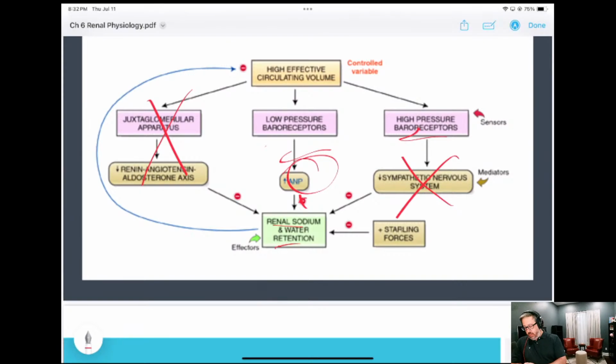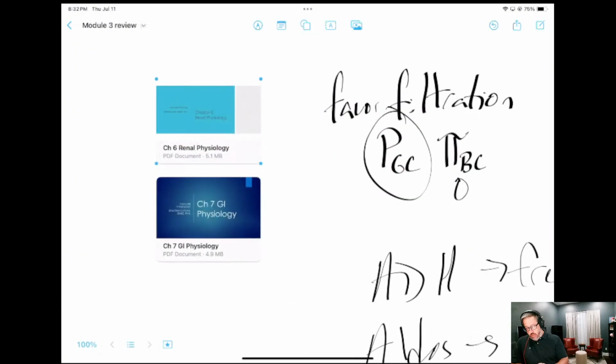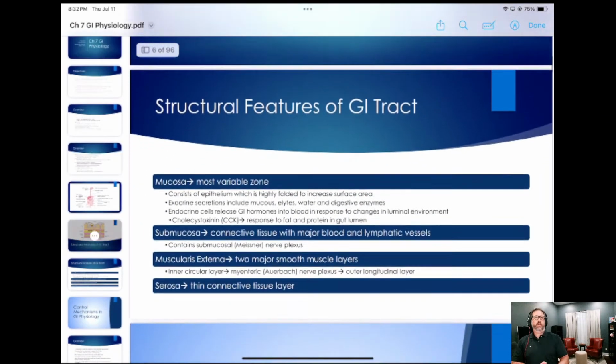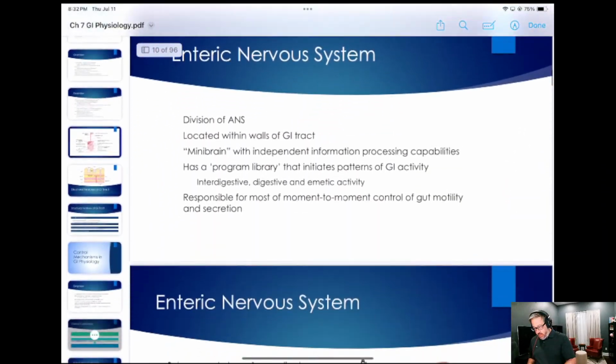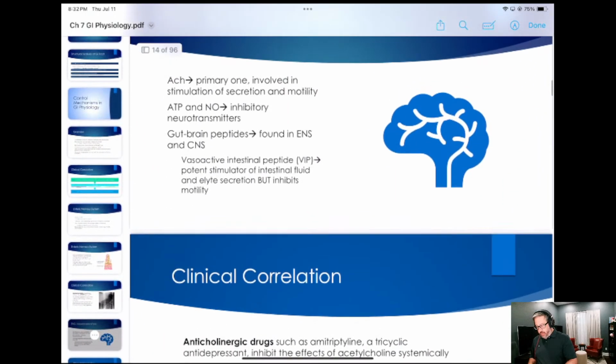VIP. Okay. Let's see, where was this one? You know what slide that was on, Maya? Oh, here it is. Okay.